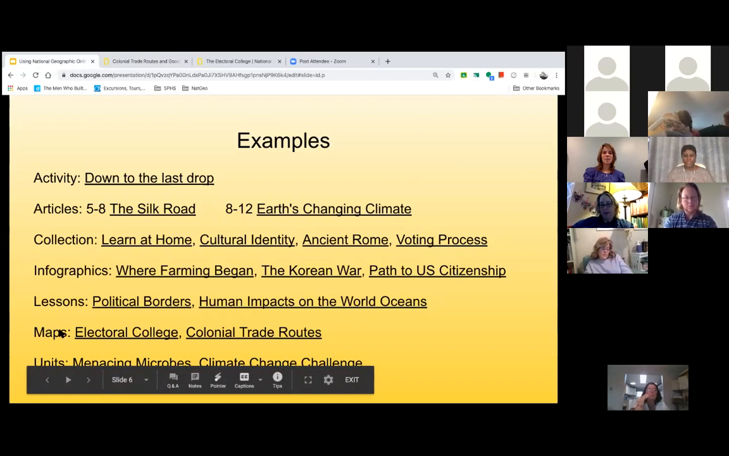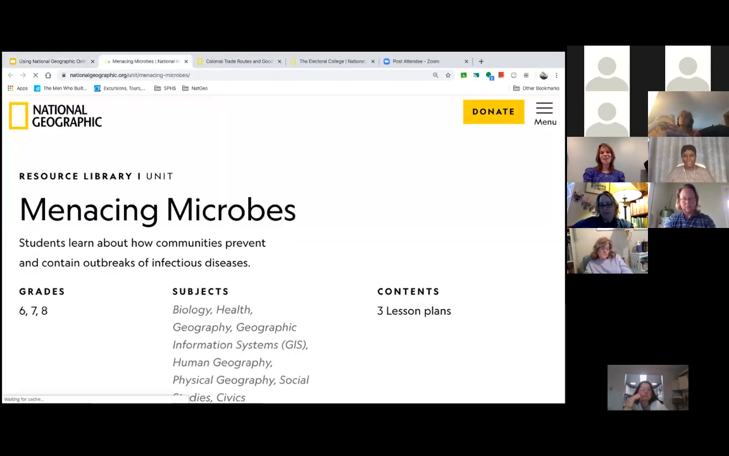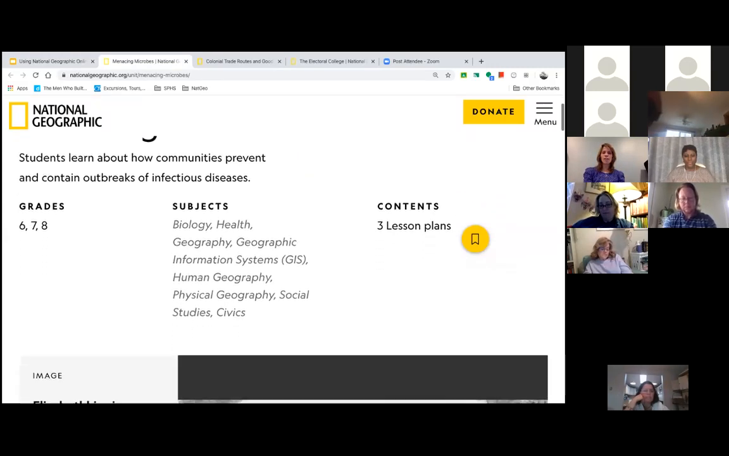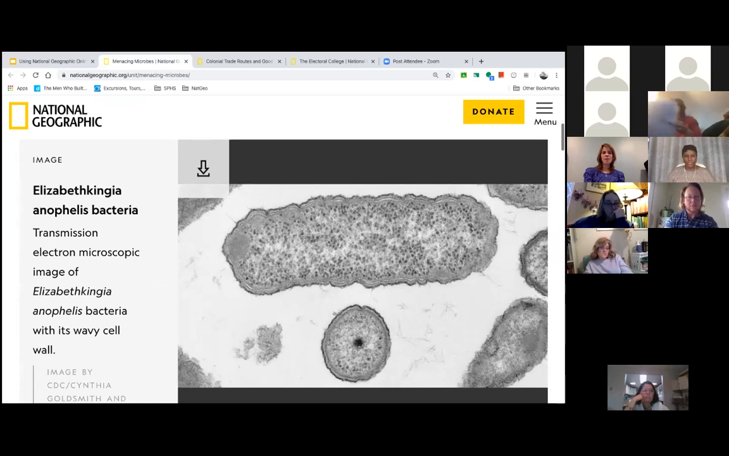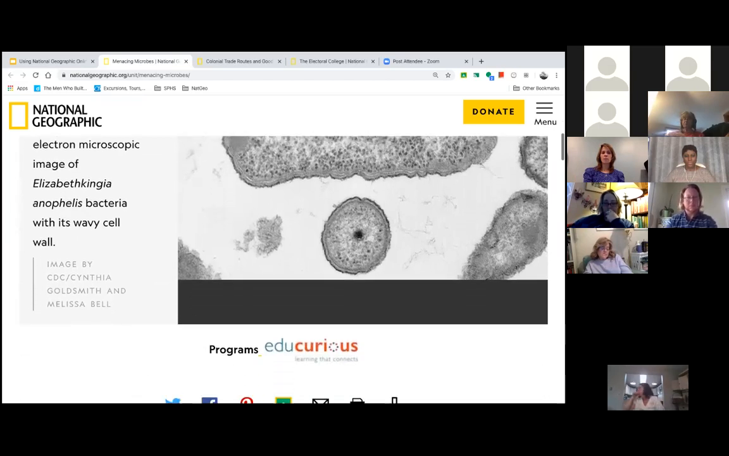And the last one, as I mentioned, for examples within the classroom resources, are these units. So Menacing Microbes is a fun one that students could be working through right now. There is definitely biology behind it, but there's a lot of geography tossed in this, human geography, physical geography. I find myself trying to incorporate those more and more as we're looking at trying to make connections with it. And so this one in particular goes through and talks about different types of bacteria.